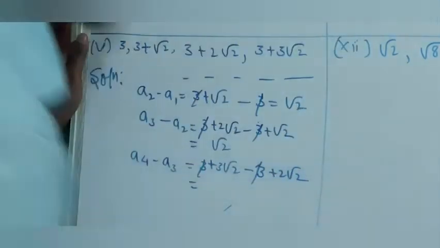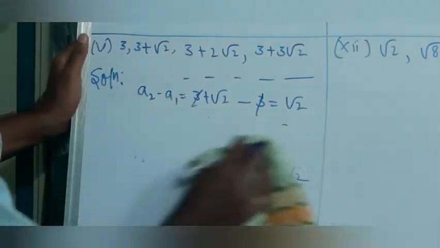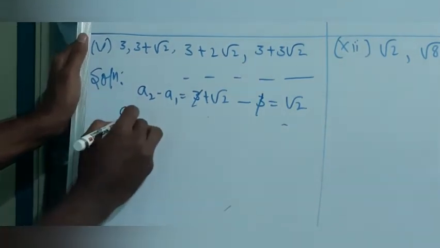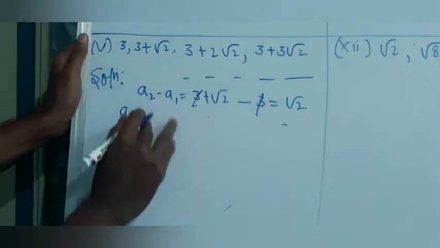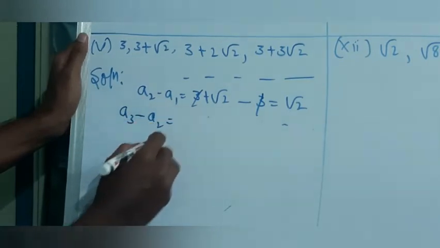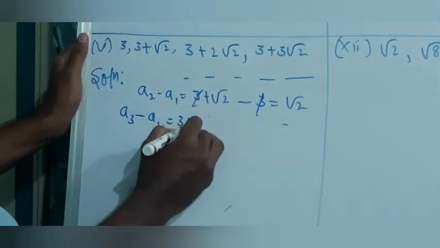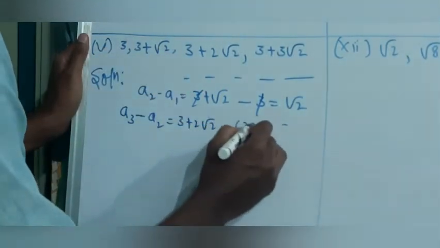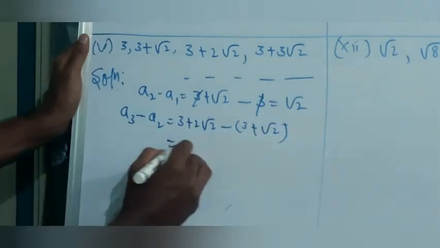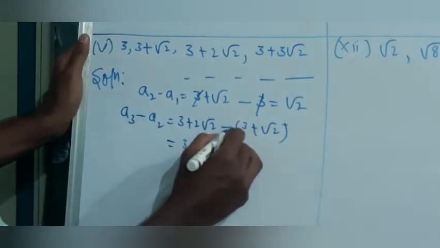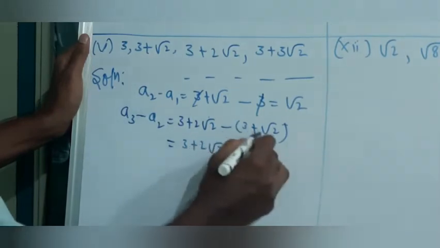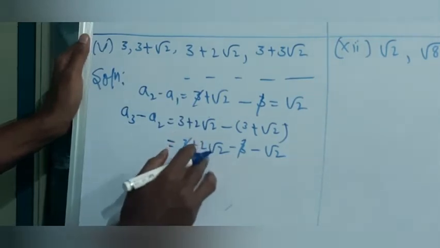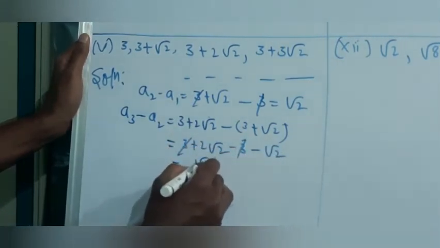Wait, everything will remain the same. So A3 minus A2 is equal to, what is A3 here? 3 plus 2 root 2 minus, what is A2 here? 3 plus root 2. So 3 plus 2 root 2 minus 3 minus root 2. So these 3 will get cancelled. 2 root 2 minus root 2 is nothing but root 2.